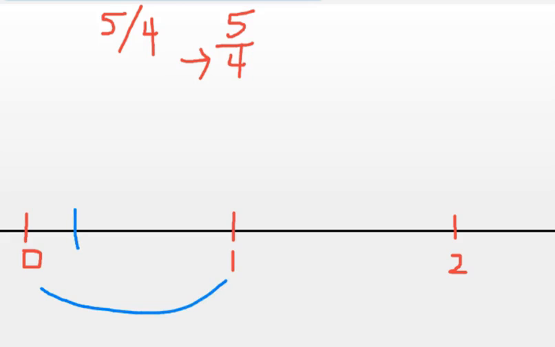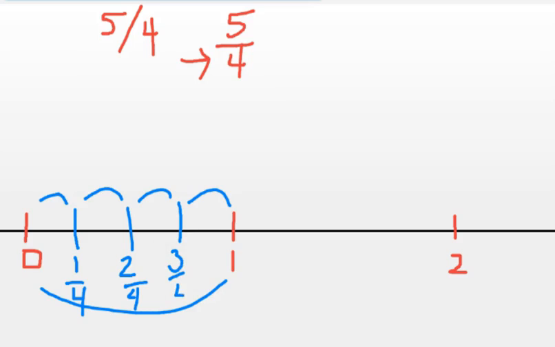So 1, this is 1 part, 2, this is 2 parts, 3, this is 3 parts, and this is 4 parts. That means that this one right here is 1 out of the 4 parts. This is 2 out of the 4 parts. This is 3 out of the 4 parts. And this is 4 out of the 4 parts, and that's 1 whole.